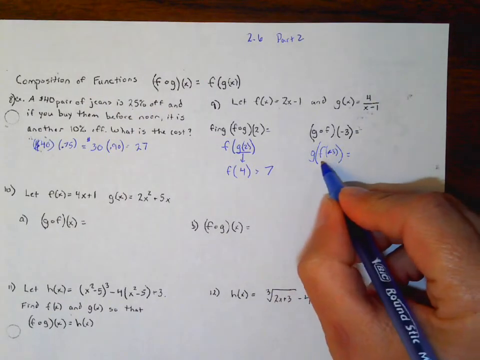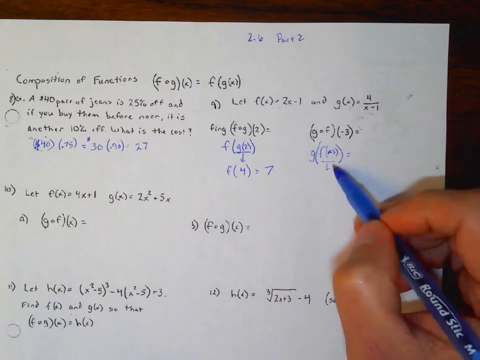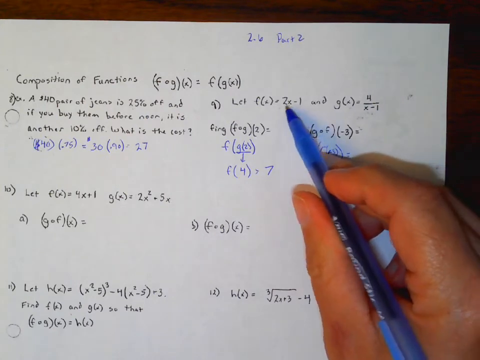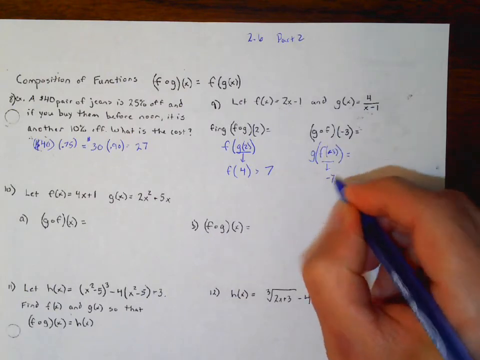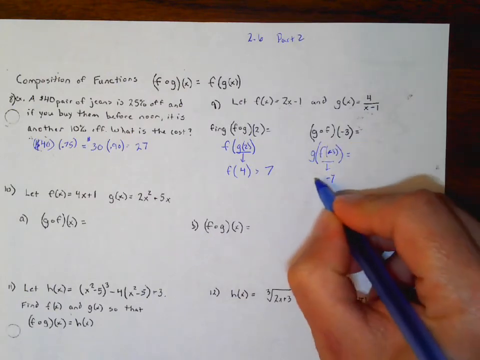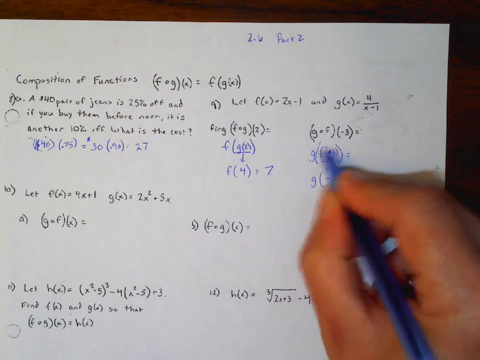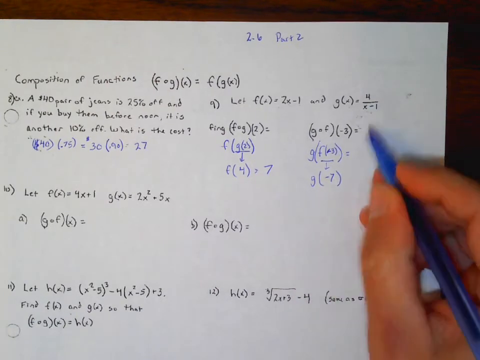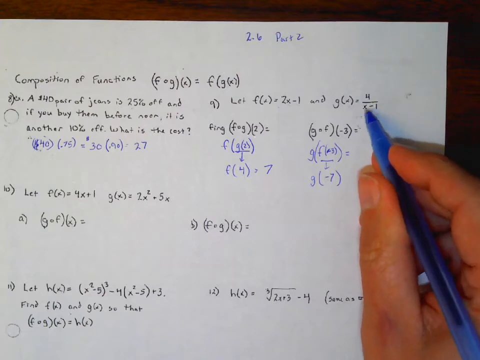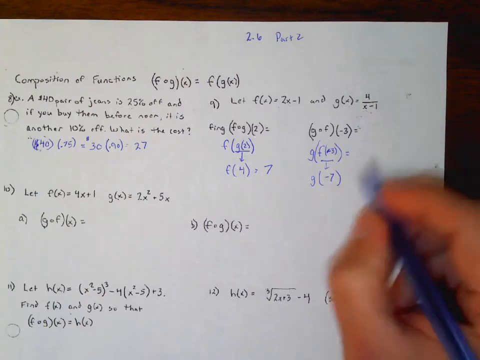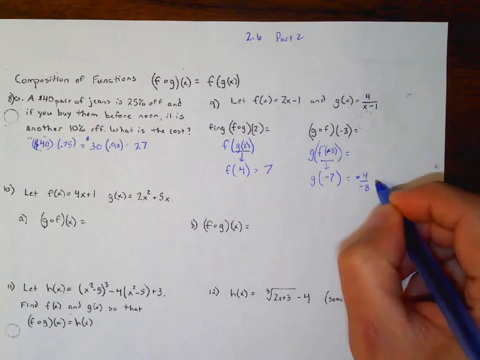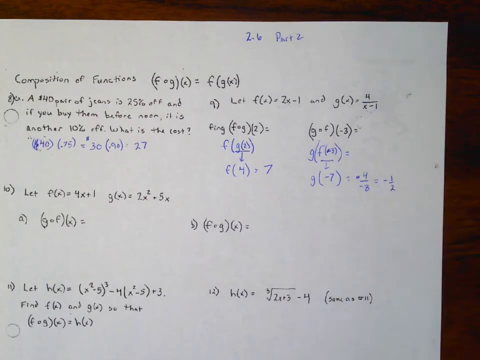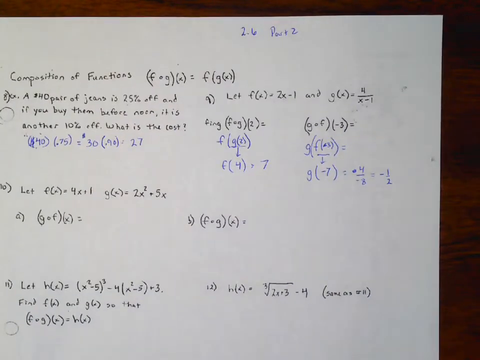Okay, so first we're going to find f of negative 3. So plug negative 3 in here. 2 times negative 3 is negative 6. Minus 1 more is negative 7. And then we have to find the g of that. So we take that and plug it in here. So negative 7 minus 1 is negative 8. Sorry, 4 over negative 8, which is negative 1/2. So that's the idea of g of f of x and f of g of x.